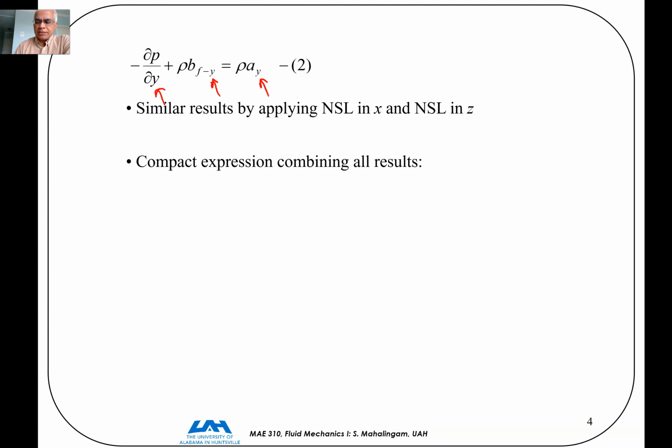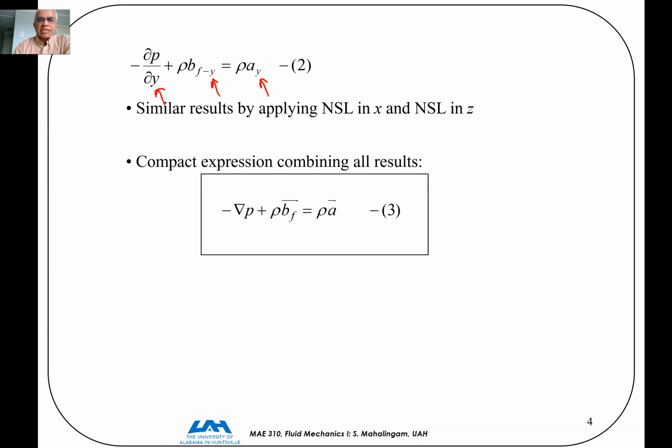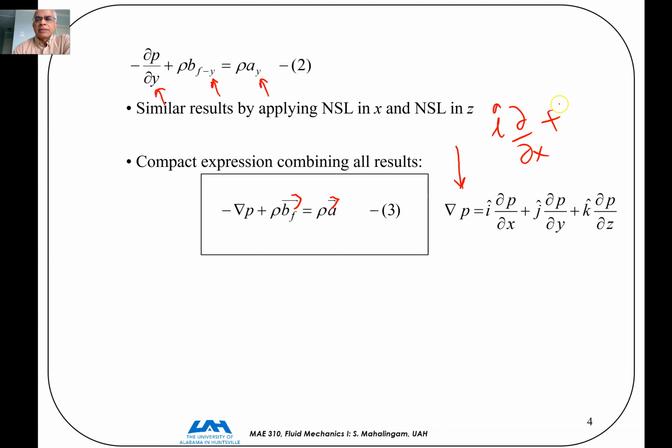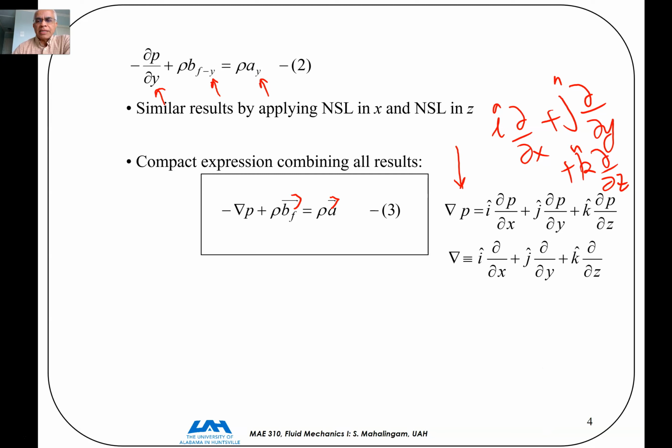So a compact expression that combines all of these results is this expression. It's minus gradient of p plus rho times the body force vector, that arrow doesn't appear very well, equals rho times the acceleration vector on the right hand side. And the gradient of p, if you go back to calculus, the gradient operator is simply i hat d dx plus j hat d dy plus k hat d dz, operating on p to get the gradient of p. And the del operator that I just wrote down is this quantity del. That's the defining equation for the del operator.